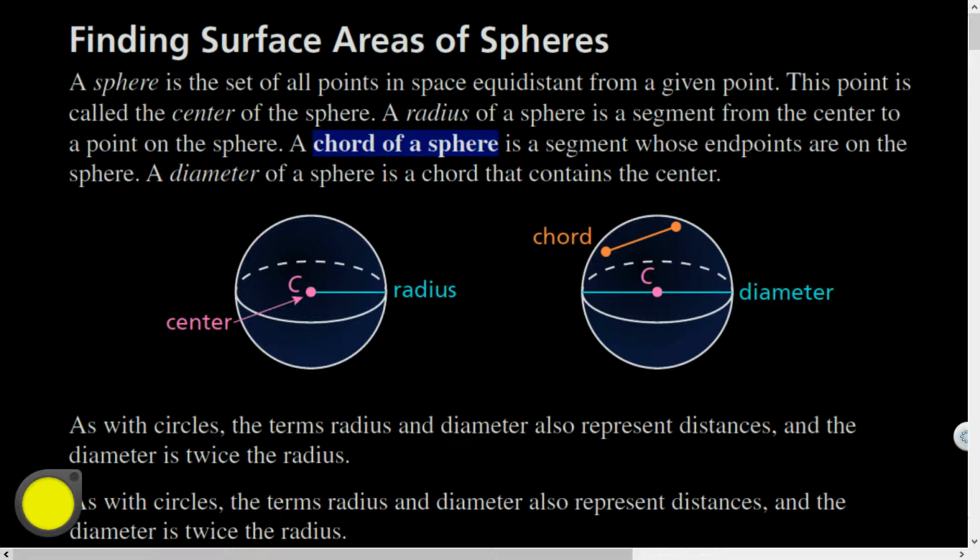Today we're talking about spheres. A sphere is the set of all points in space equidistant from a given point. That point is called the center of the sphere, and the radius of the sphere is the distance from that center to any of those points on the sphere. Now, the points on the sphere are the only points of the sphere.